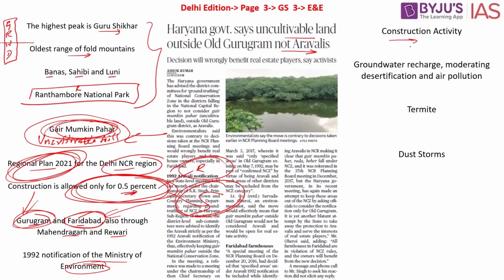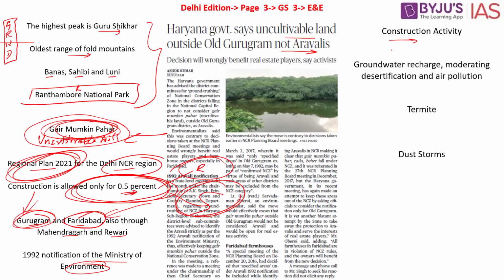So construction activity can take place in Faridabad, and this means that there is a close nexus between the political masters as well as the business entities, and ultimately this will dilute the Aravali range, says this article. So what would happen when you know the significance of Aravali?